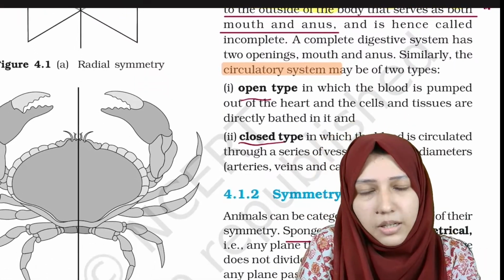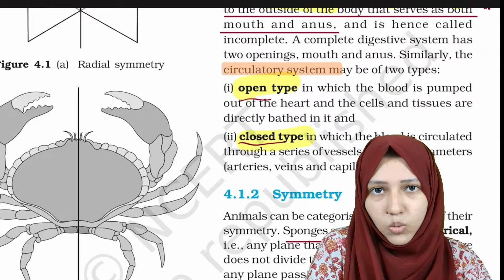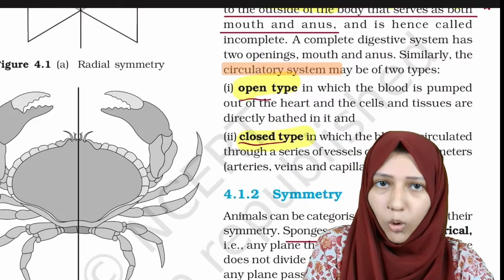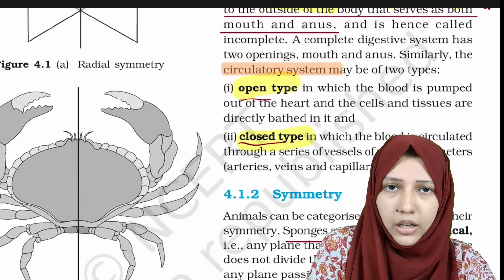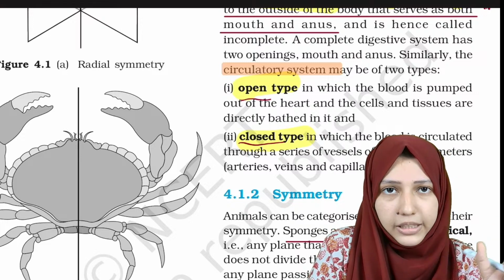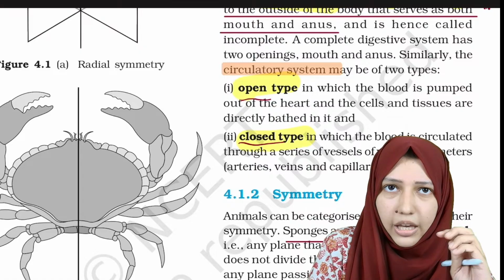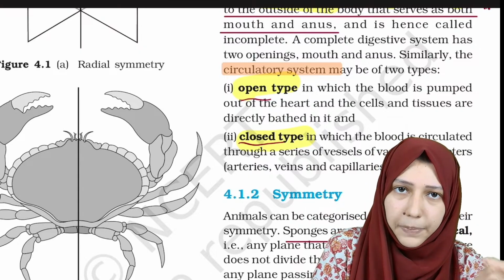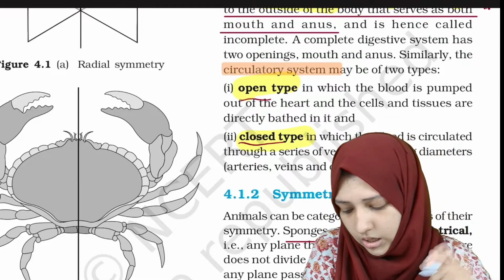And the circulatory system can also be of two types. One is open type, one is closed type. Open type is where all the organs are bathed in the blood. When the organs are bathed in the blood, it is known as open type of circulation. If the blood is flowing through separate vessels, then it is known as closed type.